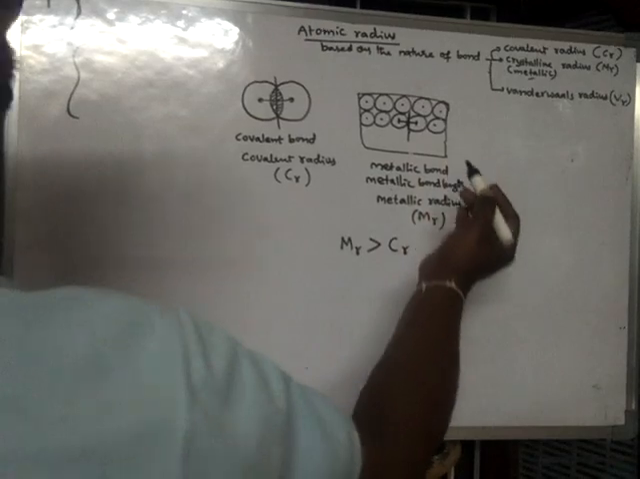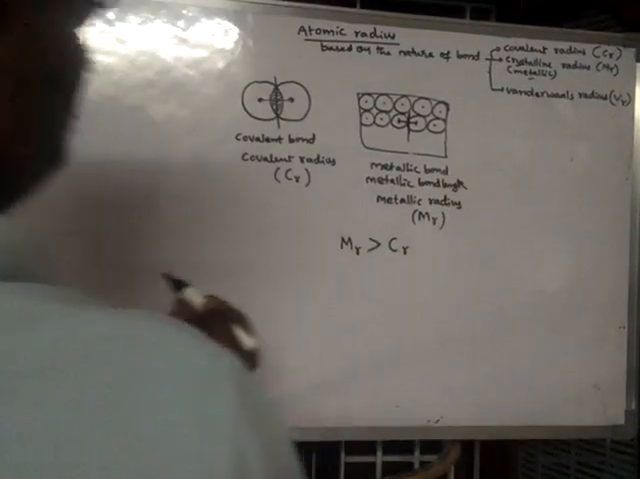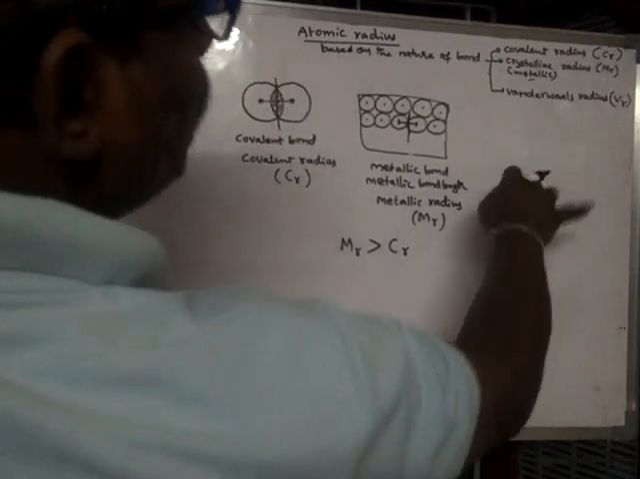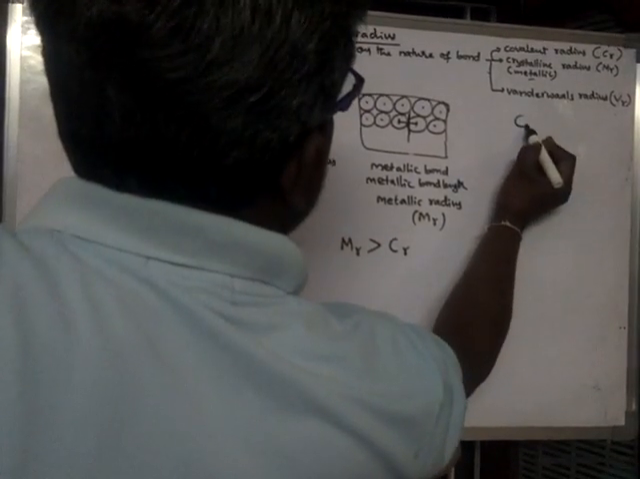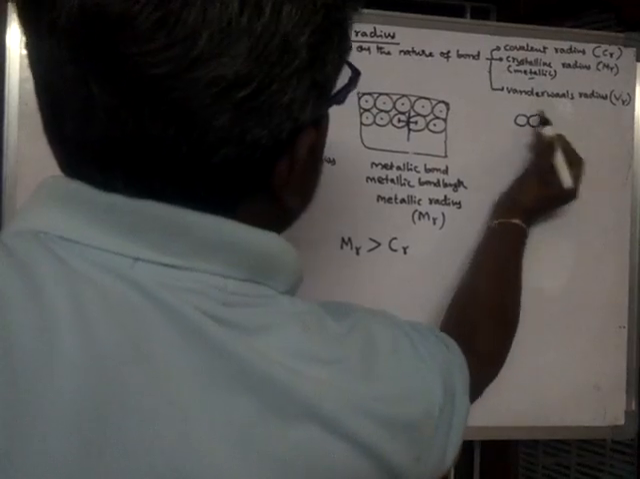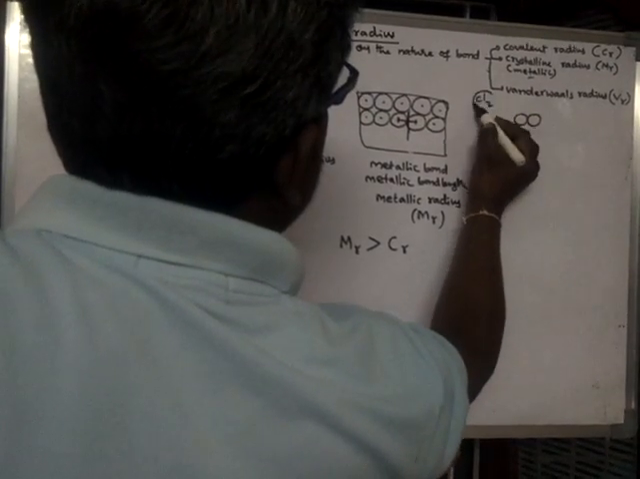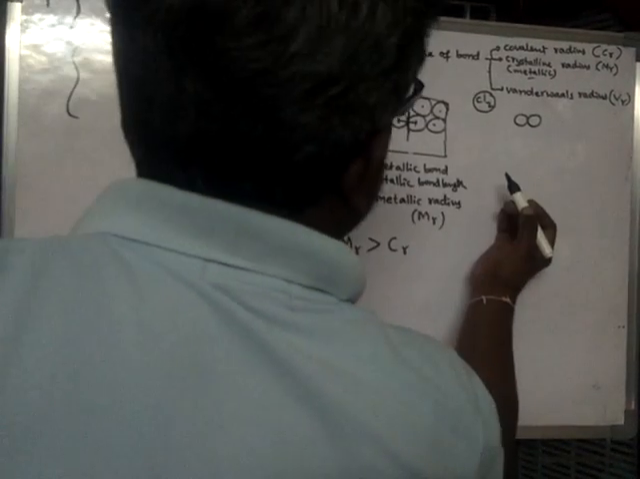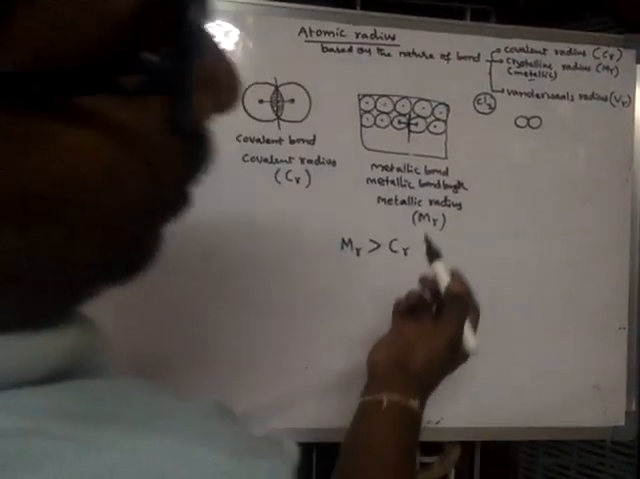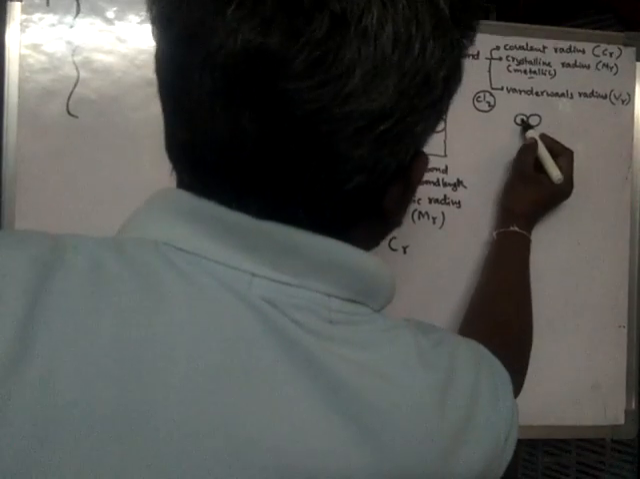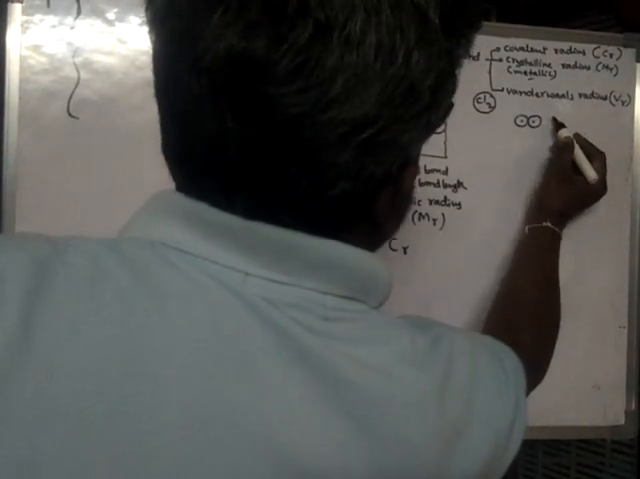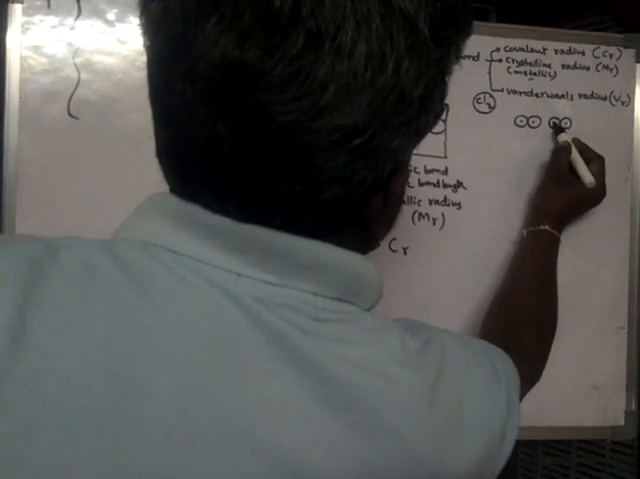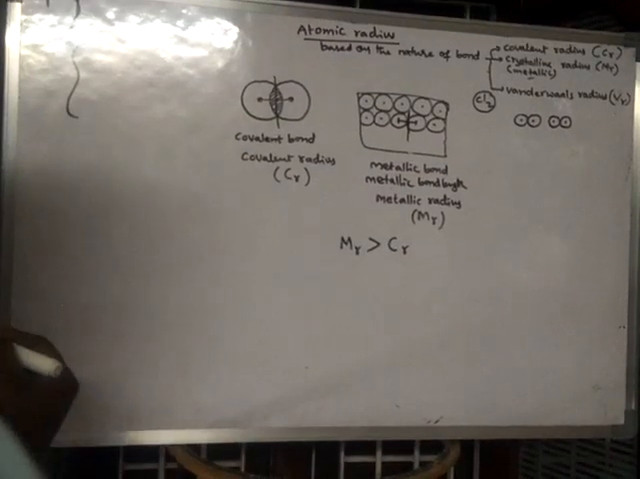And one more radius. What is that one? Van der Waals radius. See, actually, this is related to molecules. So here, for example, this is one molecule. Take chlorine, solidified chlorine. When chlorine gas is solidified, what happens? See, this is a chlorine molecule, and the neighboring chlorine molecule will be here. Okay, these are two chlorine molecules.